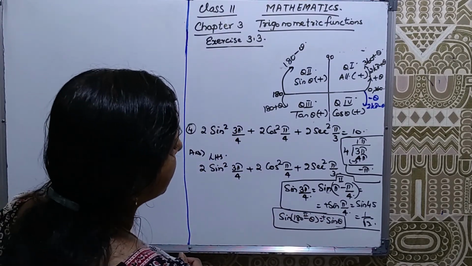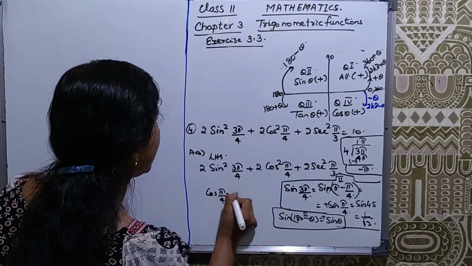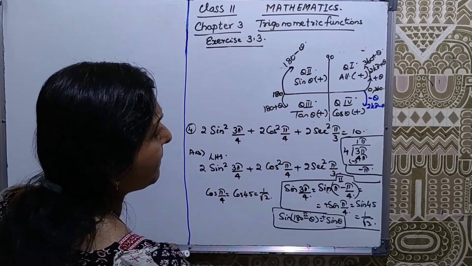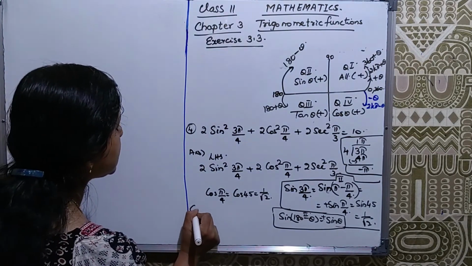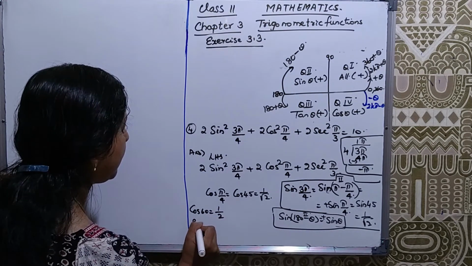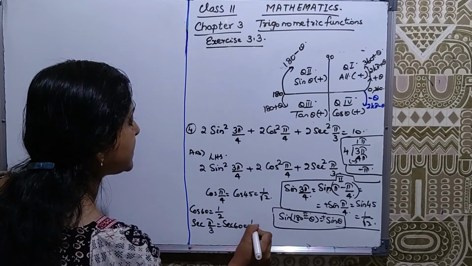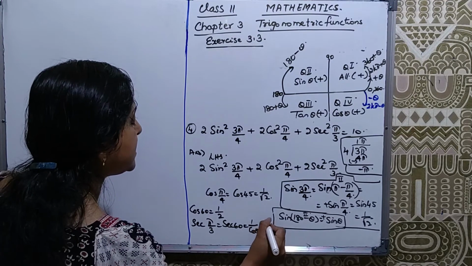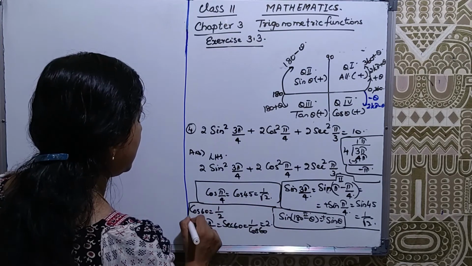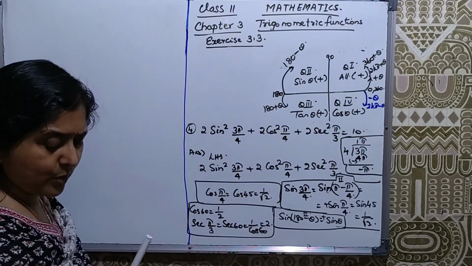Now cos pi by 4 is directly cos 45, which is 1 by root 2. Next, sec pi by 3 is sec 60. Sec 60 is the reciprocal of cos 60, and cos 60 is actually half. So sec pi by 3 equals sec 60 equals 1 by cos 60, which is equal to 2. These values we have completed. Now we'll start substituting all these values in equation number 1.